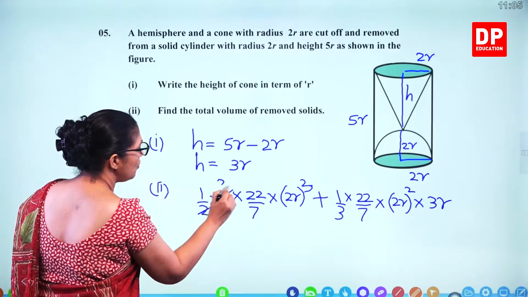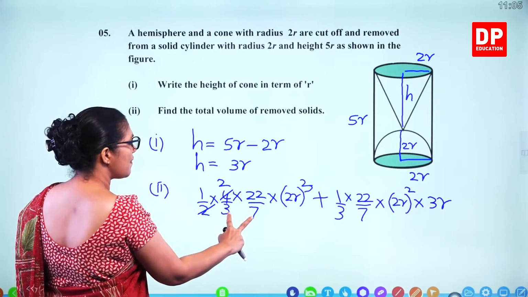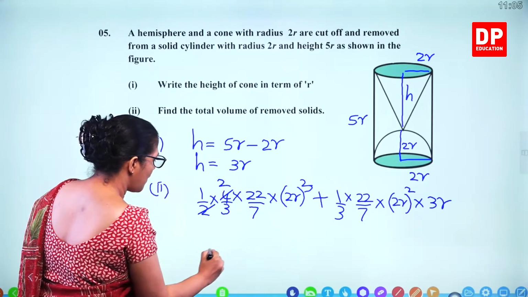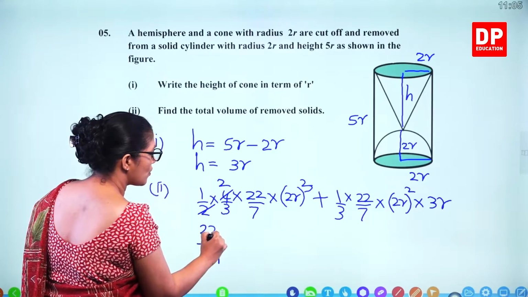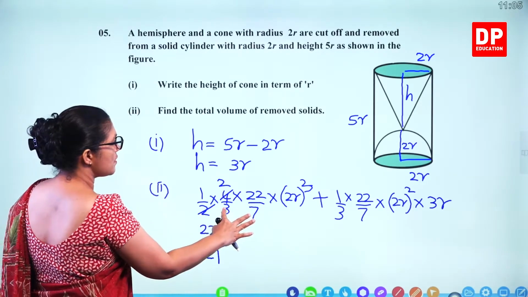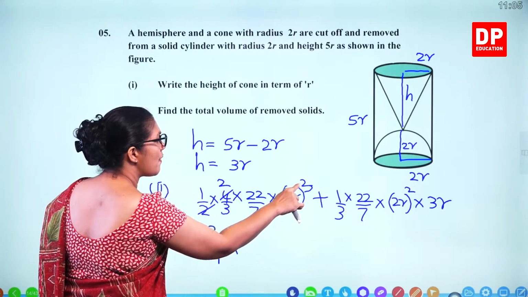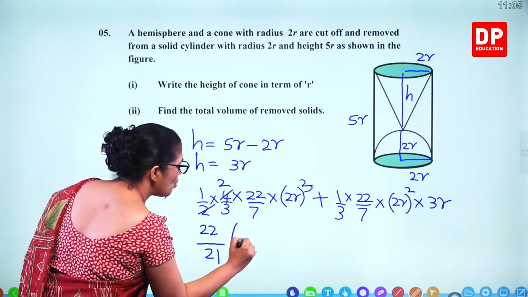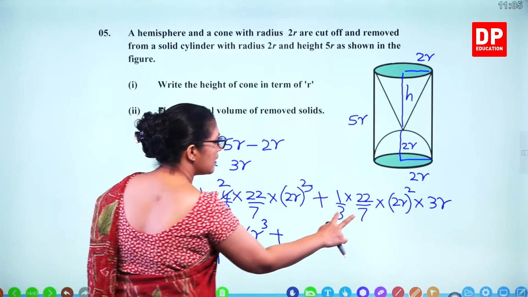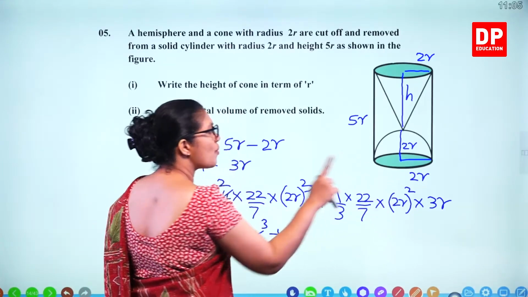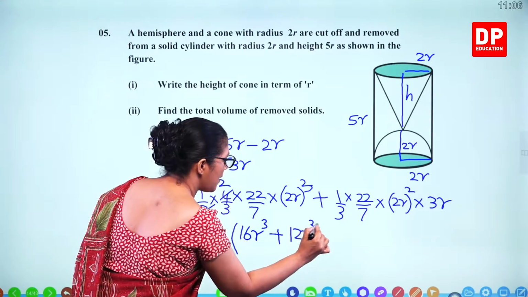2 times 2, you get 4. 3, 7, here 21 is common. And here 22, we'll take it out. 21 and 22. So what's remaining? Here you get 2 to the power 3, that's 8. 8 times 2, 16r cube. What's remaining here? So here 2 squared is 4. 4 times 3, 12. 12r cube there.